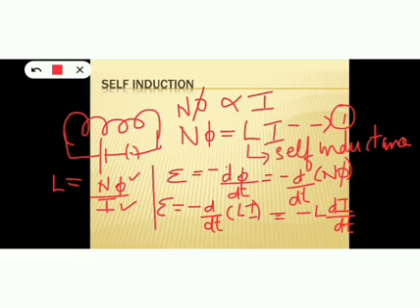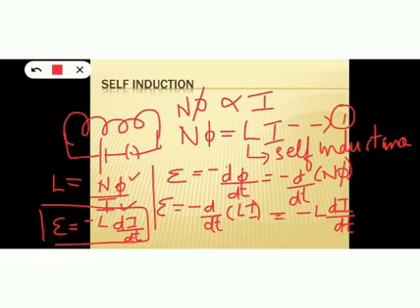So what is the expression for induced EMF? Induced EMF E is equal to minus L into di by dt, and this is our self-induced EMF. So what is the expression for self-induced EMF? Self-induced EMF E is equal to minus L into di by dt. And the negative sign here indicates that the induced EMF E always opposes the growth of current di by dt.